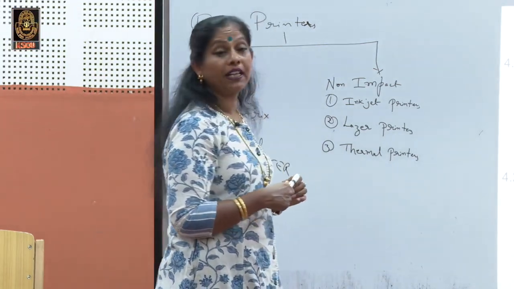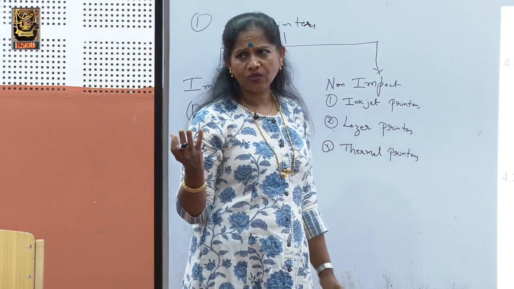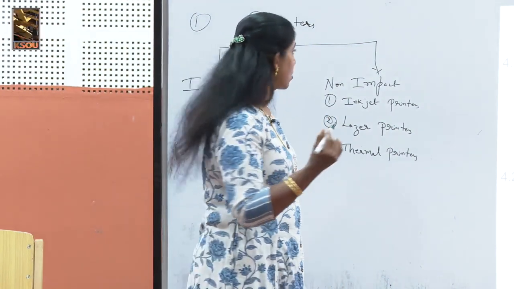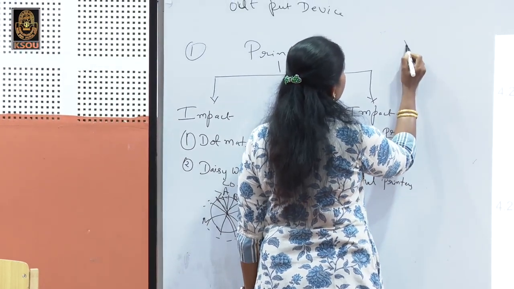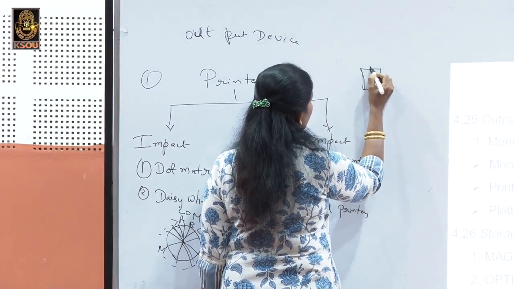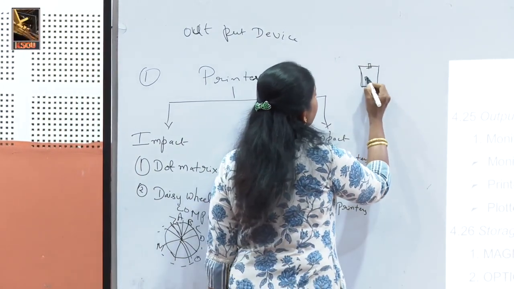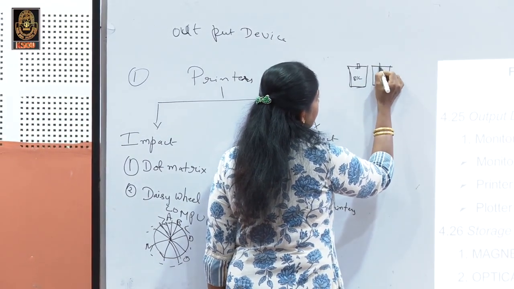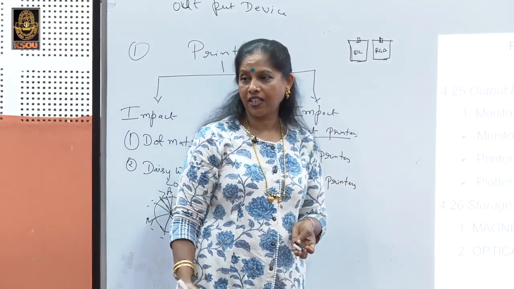The inkjet printers are very costly, maybe 5,000 or 6,000 rupees. Nowadays you get good ones for 7,000 or 8,000. The inkjet printer cartridge will be like this, just like a cup shape. A small nozzle will be here to spray the ink. This is one black and white cartridge, and the other one is the RGB cartridge. RGB means color. If you want a color printer, you should have this color cartridge also.